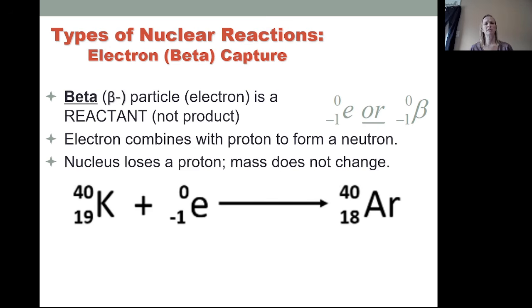One example of this happening would be potassium with a mass of 40 gaining an electron inside of its nucleus, converting a proton into a neutron, and therefore losing one of those protons. The atomic number goes down, and that changes the element, converting it to argon. But the mass has not changed. The mass is still 40. Notice here that this has a beta particle, but it's before the arrow, which makes it a reactant, not a product.